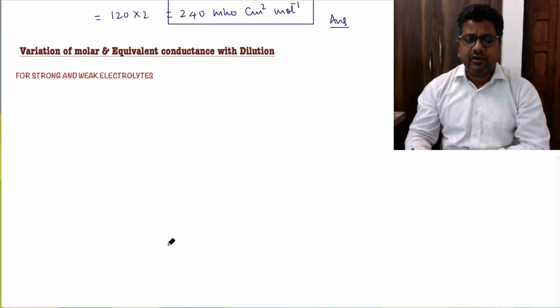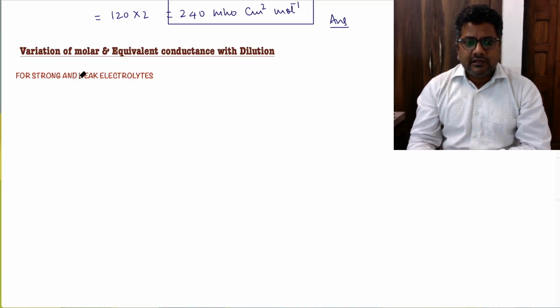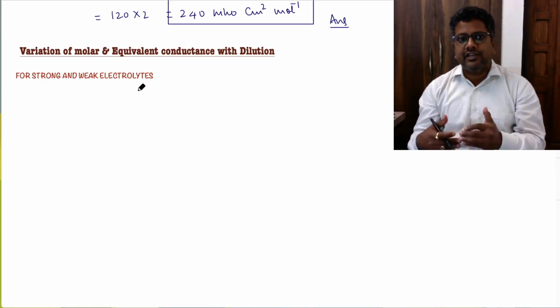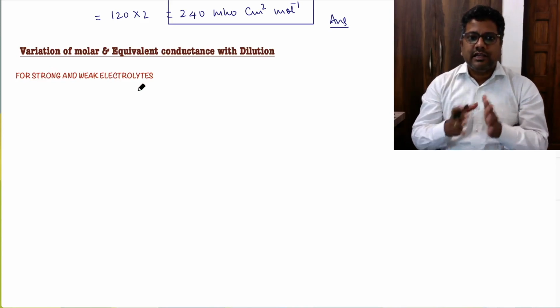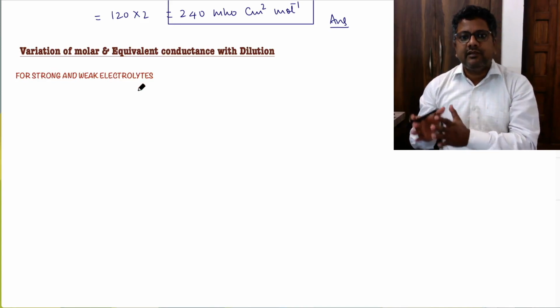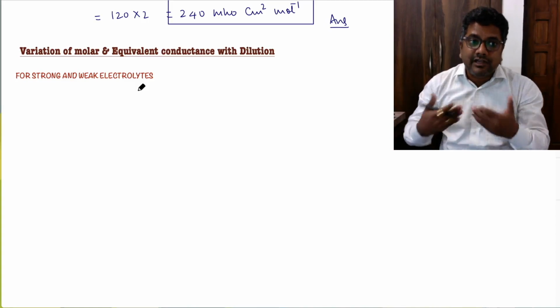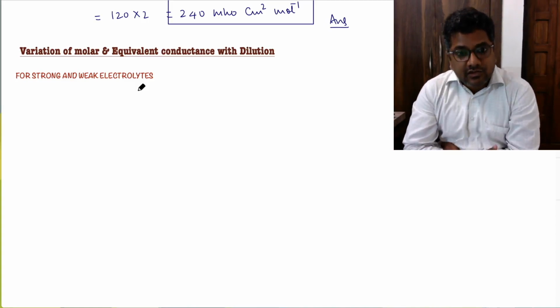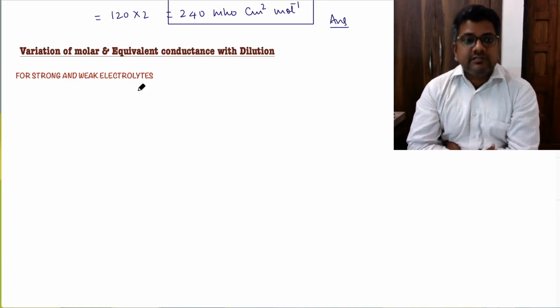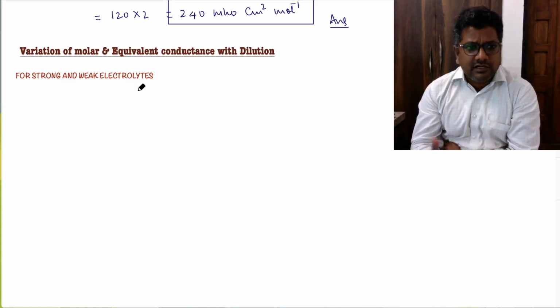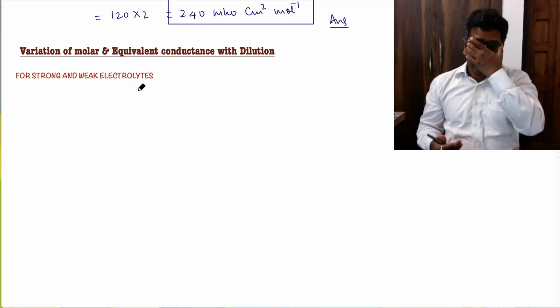It is clear now. I am adding this point here: strong and weak electrolytes, and how this variation in molar and equivalent conductance takes place with dilution for strong and weak electrolytes. Can we decide the nature of strong and weak electrolytes on the basis of molar conductance? I am trying to answer all these questions.